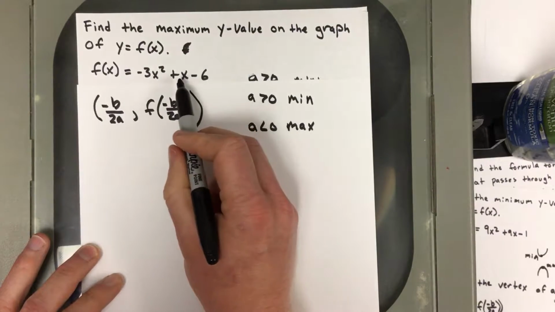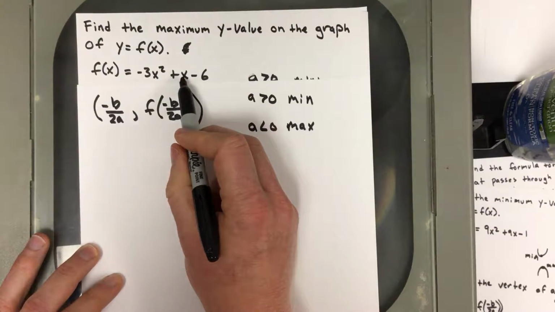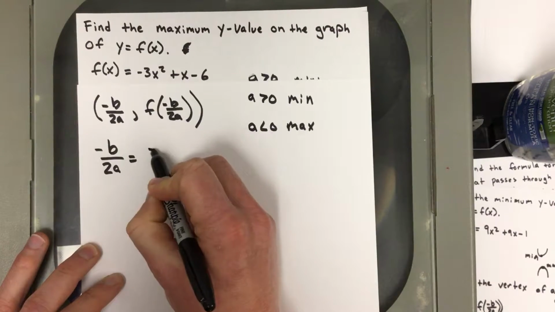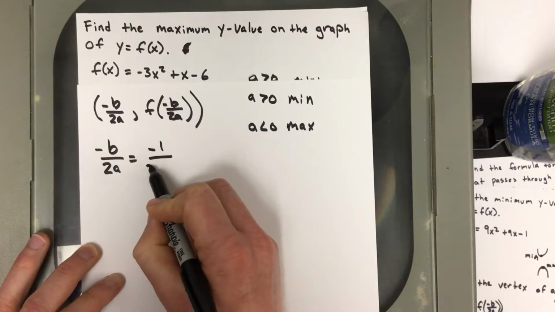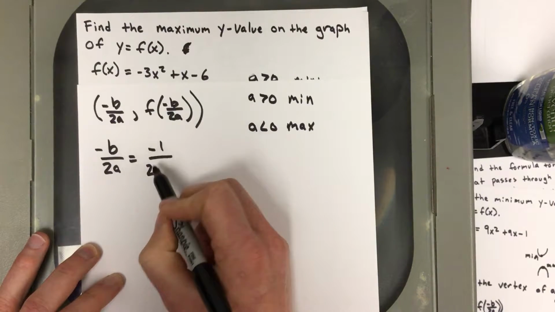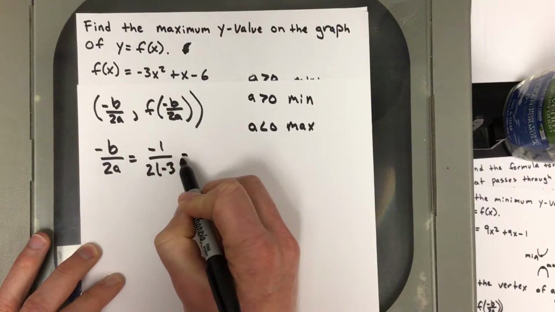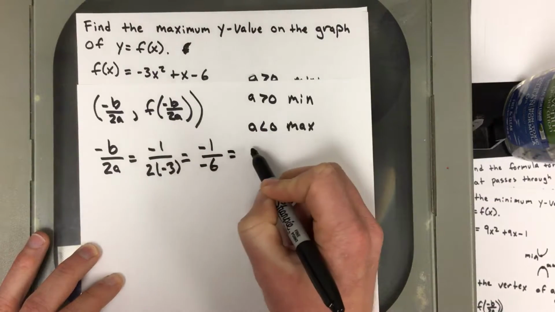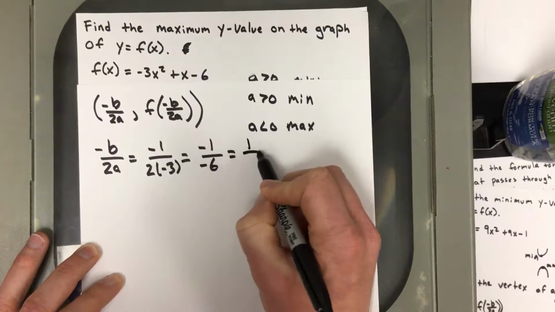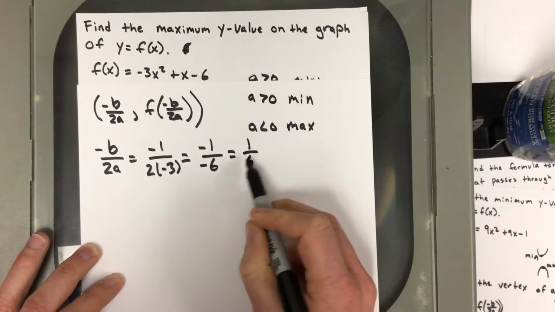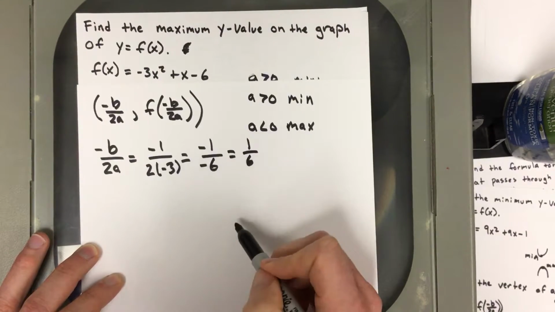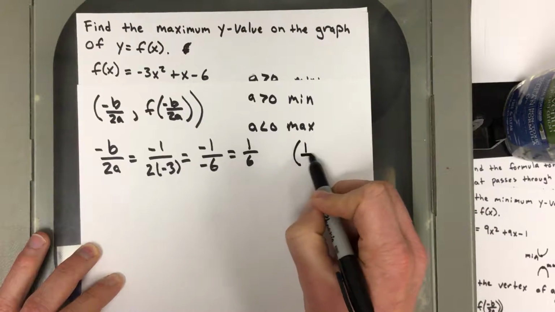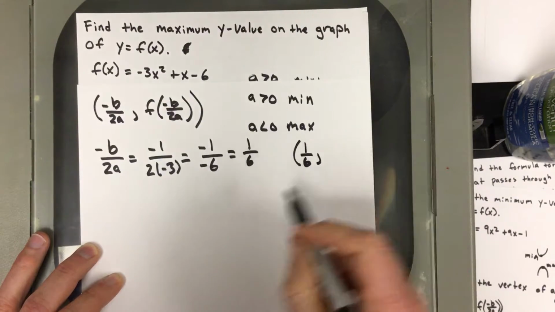So let's start. Negative b would be negative 1. So negative b over 2a is going to equal negative 1 over 2 times the a function, which is negative 3, which is negative 1 over negative 6, which equals 1/6. So now we've got this as our x value. So I'm going to kind of write this right out here. We'll have 1/6 at the x value.